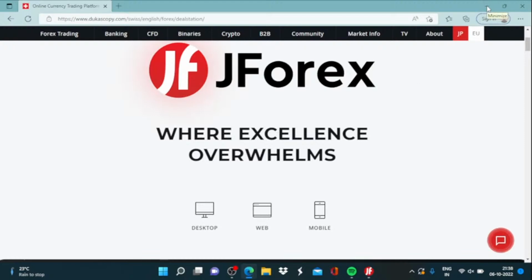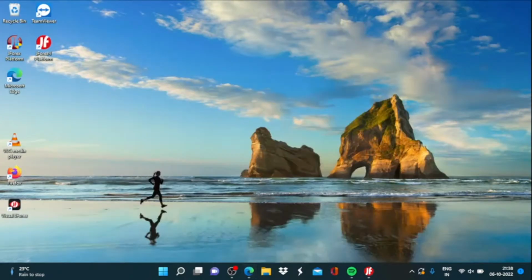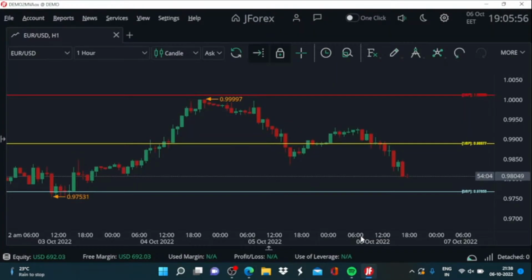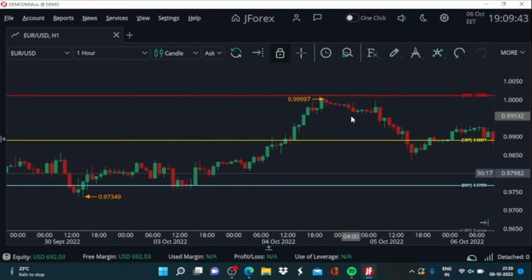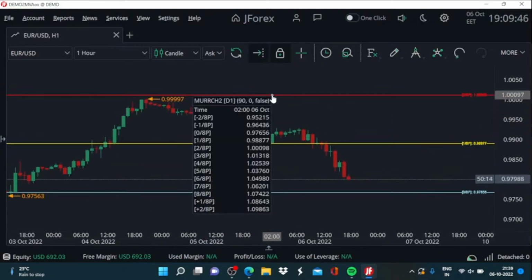So we head to the JForex 4 platform, the newly released trading platform from Dukascopy Bank SA. This is the EUR/USD chart drawn on the hourly time frame. I have added this Murrey channel indicator with its calculation base. The default settings are 90 and 0, and I think I have drawn it on the daily time frame, which I will reduce to some lower time frame. But if we reduce it to too low a time frame, I think we will have too many lines drawn on this. So we will mainly deal with these lines.